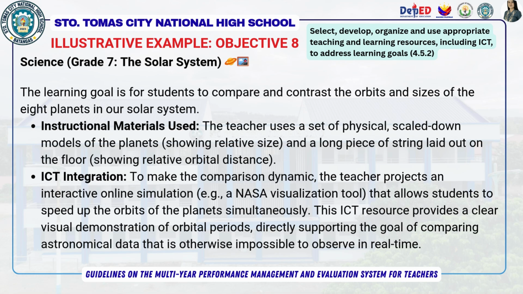For Objective number 8, in science, the solar system, the learning goal is to compare orbits and sizes. Instructional materials are physical, scaled-down models and a long string to show relative size and orbital distance. For the ICT integration, the teacher projects an interactive online simulation, like a NASA visualization, to allow students to speed up the orbits, providing a dynamic comparison of orbital periods.